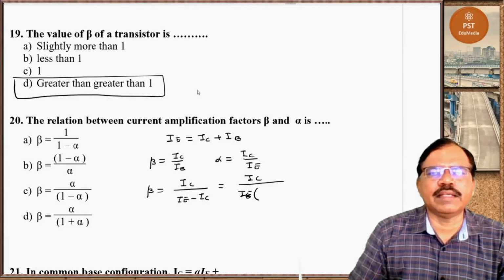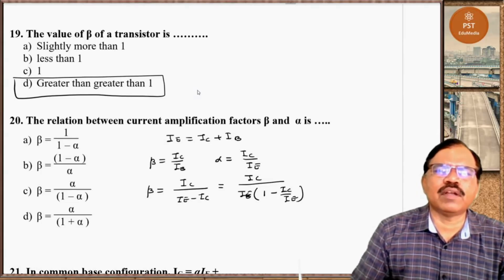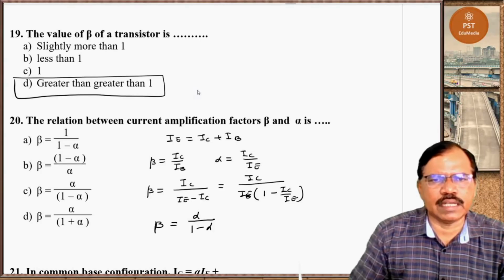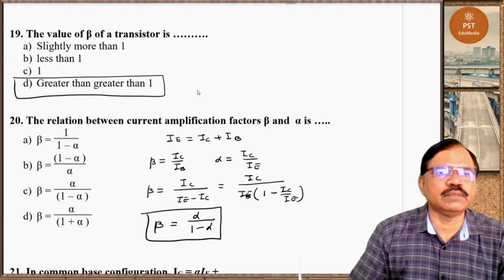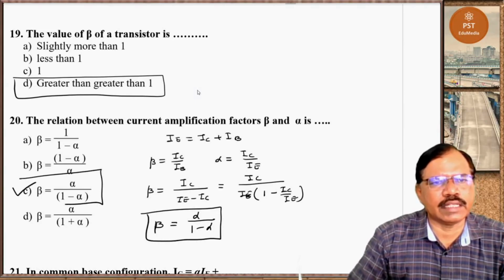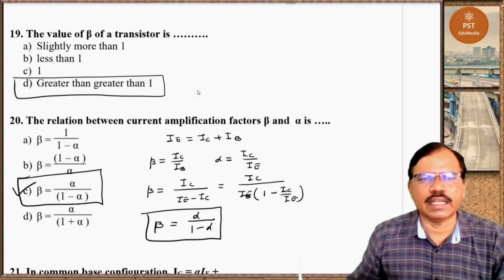You can take common IE. So here 1 minus IC upon IE. Now we know IC upon IE is alpha. So alpha upon 1 minus alpha. This is beta. So alpha upon 1 minus alpha. So C is correct.